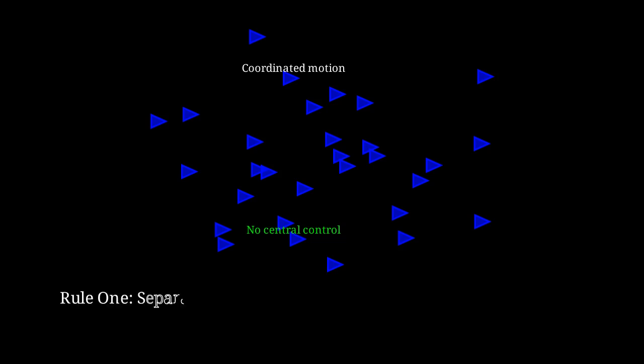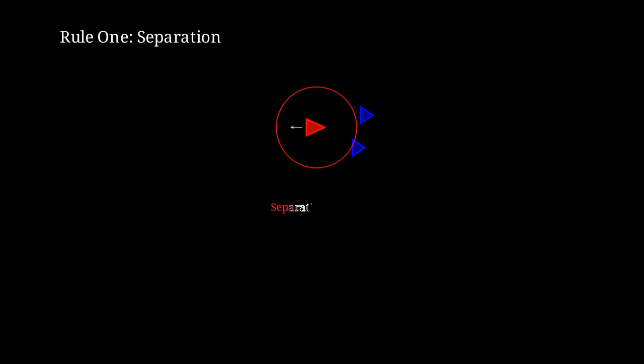Rule 1. Separation. Avoid crowding neighbors. Each bird steers away from nearby birds to prevent collisions. This is local avoidance behavior. The red bird detects neighbors within its separation zone. It steers away to maintain personal space. This prevents collisions in dense flocks.